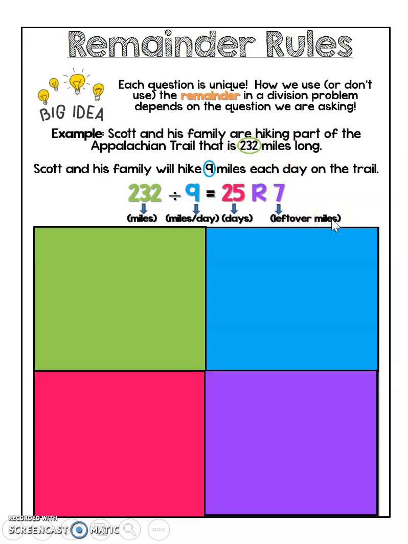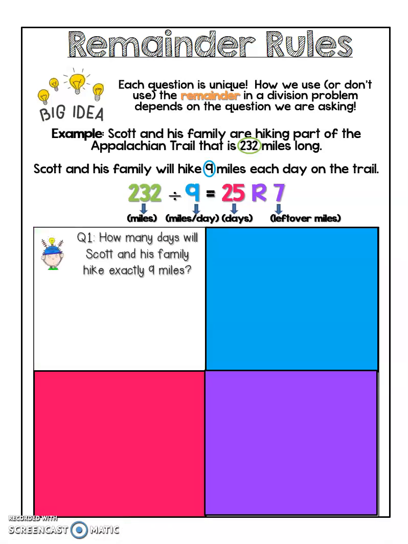So now let's take a look more closely at 4 different types of questions you might see that will use the pieces of this division equation a little differently. So the first question is, how many days will Scott and his family hike exactly 9 miles? So if I'm looking at that for math information, one word jumps out to me, and it's that word exactly.